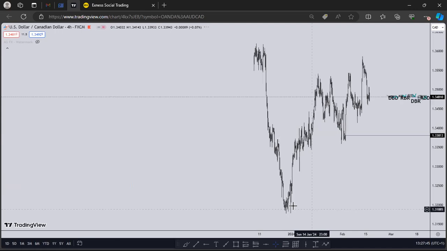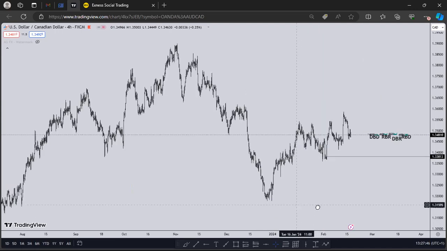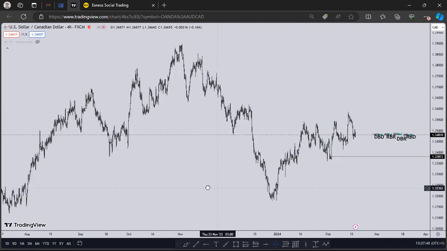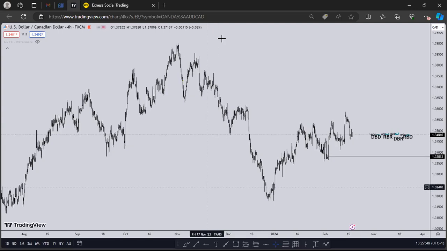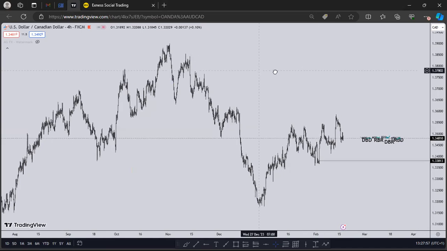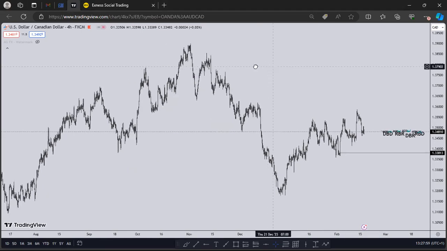Okay, so here we have it. This is USD CAD on the 4-hour time frame. You guys can see the structure of the market.